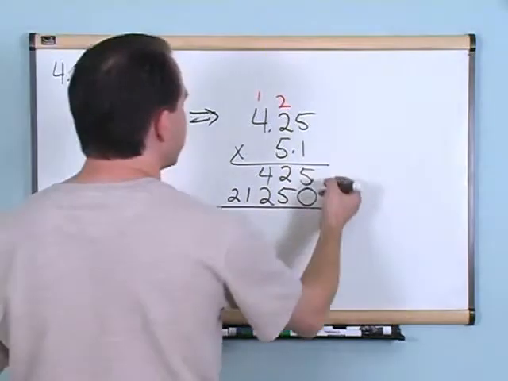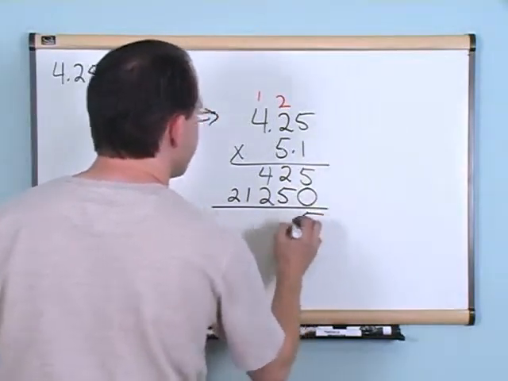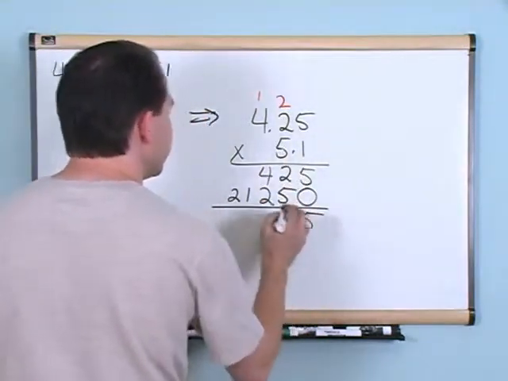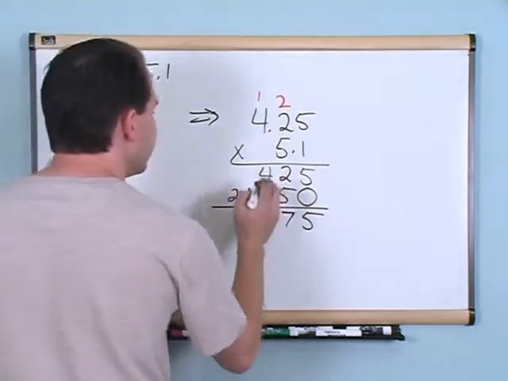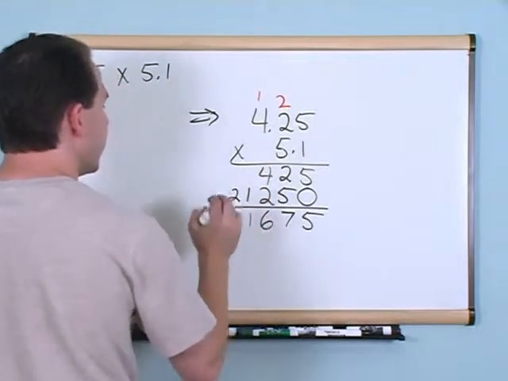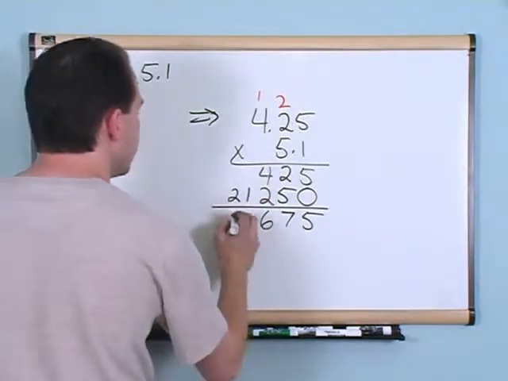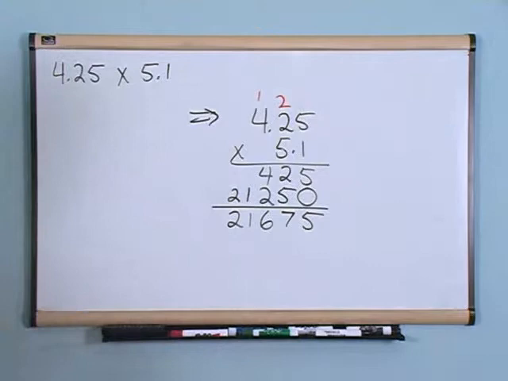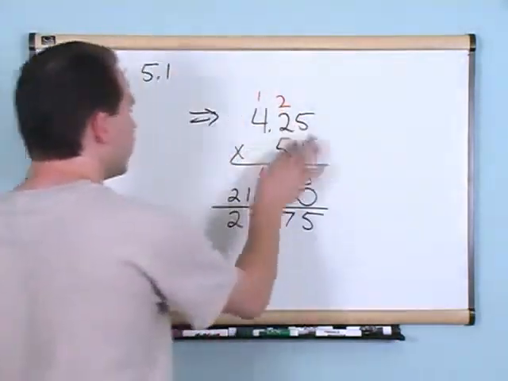Now I just add up. 5 plus 0 gives me 5. 2 plus 5 gives me 7. 4 plus 2 gives me 6. 1 plus 0 gives me 1. 2 plus 0 gives me 2. Okay? So I have 2, 1, 6, 7, 5 on the bottom. And then I haven't done anything with the decimals yet.